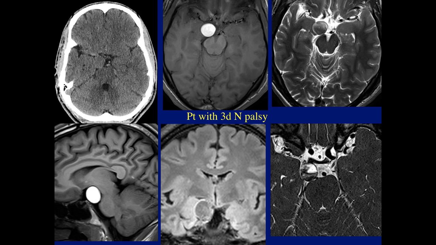What's the abnormality in this case? Again, as Eric mentioned, everybody mentioned it correctly, there was a large lesion on the right side. This patient presented with a third nerve symptoms on the right side. I presume everybody wants to see more images. What's the diagnosis now?